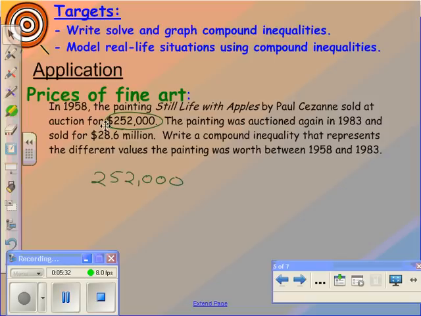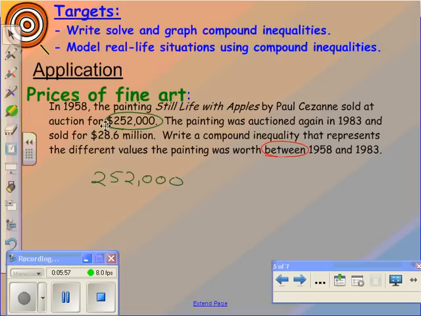Now, the big decision: is this going to be an "and" or is it going to be an "or"? What tells us is right here, this keyword "between." Between translates to an "and" statement, because I want my value to be somewhere in between my starting number of 252,000 and my ending number of 28.6 million.